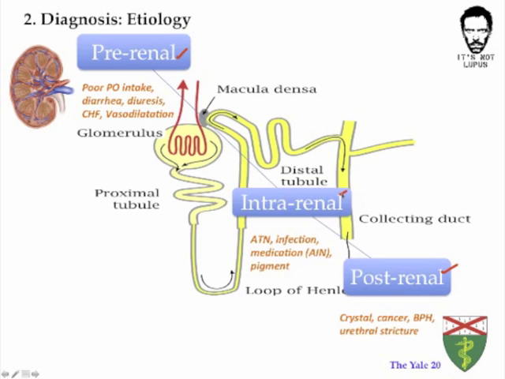Intrarenal causes include acute tubular necrosis secondary to ischemia or infection, interstitial injury, for example, acute interstitial nephritis due to a medication of sorts. Others include crystal nephropathy, thrombotic microangiopathy, and malignant hypertension. Finally, glomerular causes are extremely rare causes of AKI, which can be nephritic or nephrotic.